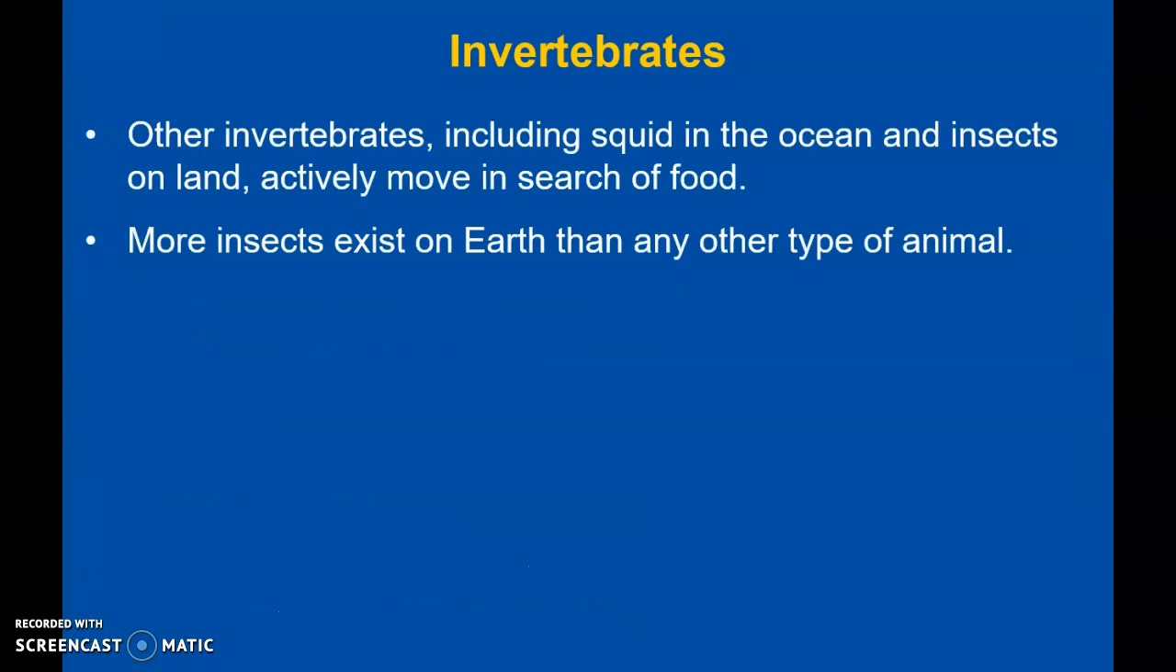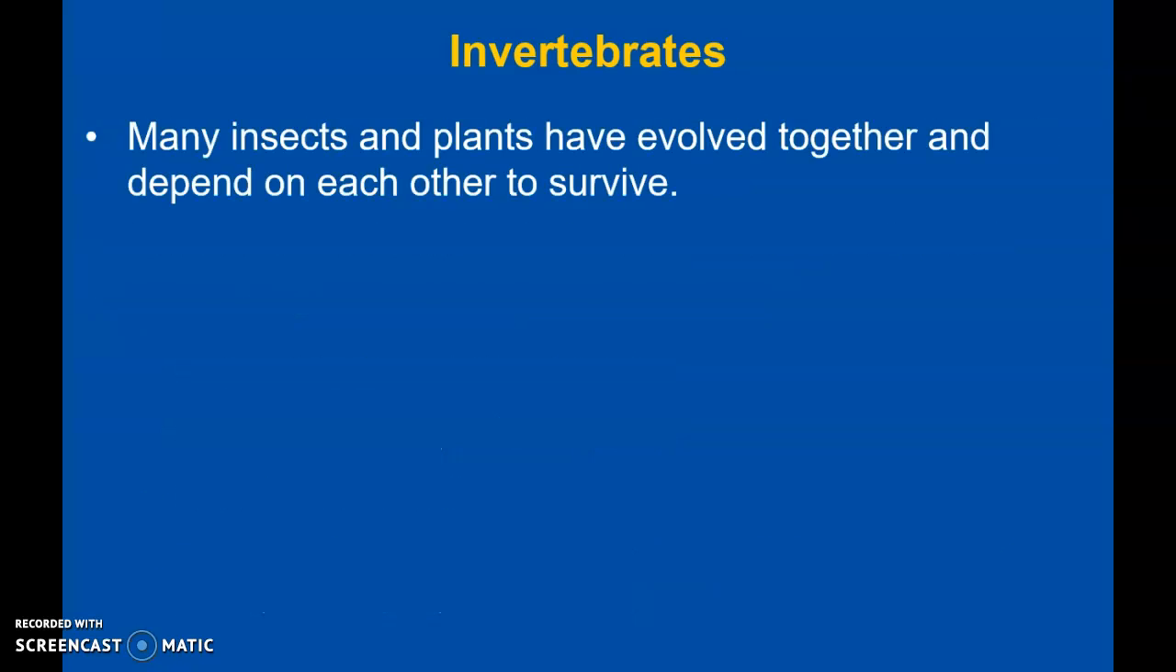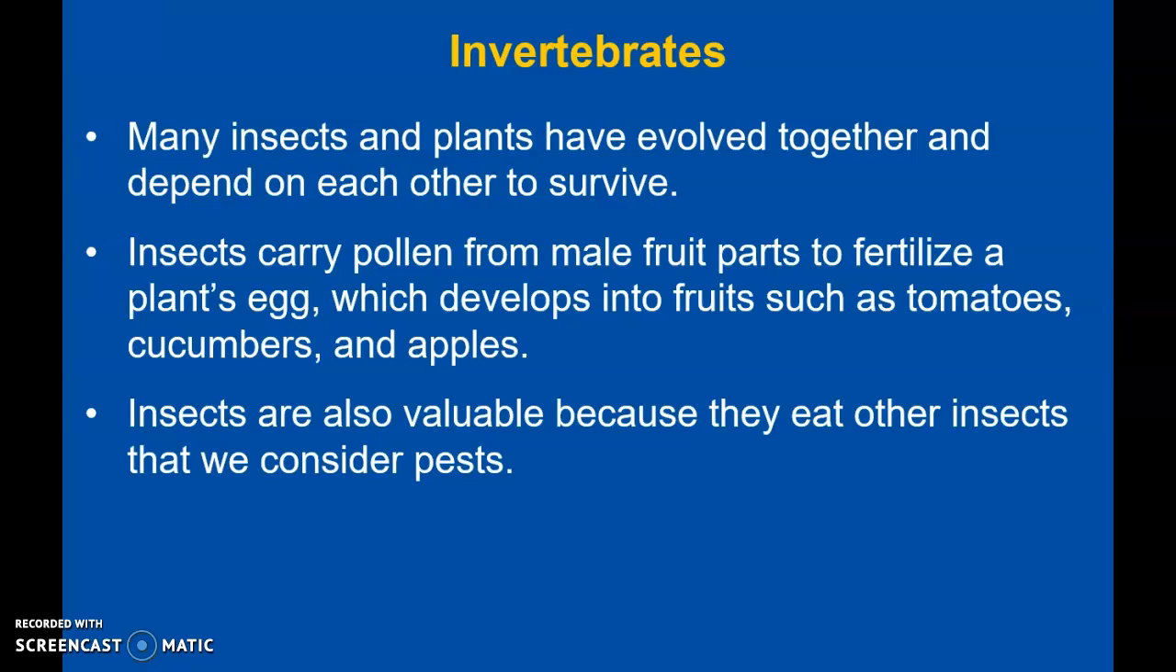Other invertebrates like squid and insects can actively move and search for food. More insects exist on Earth than any other type of animal. They outnumber everything. They're successful because they have a waterproof skeleton. They can move and reproduce quickly. They can fly, and they can live on little food and hide from their enemies. Many insects and plants have evolved together, and they depend on each other to survive.